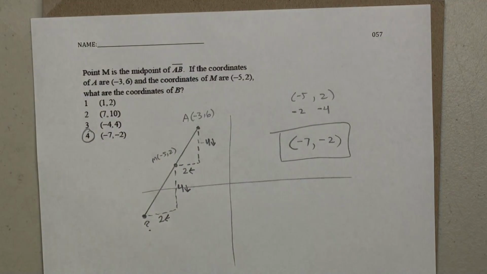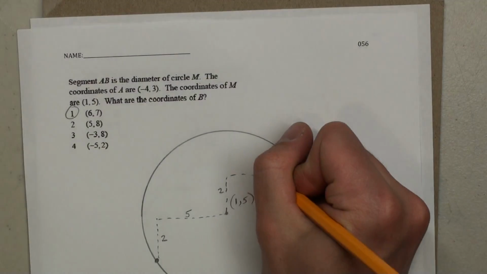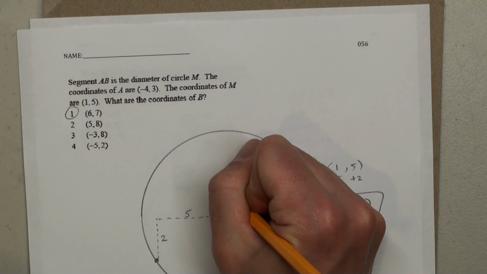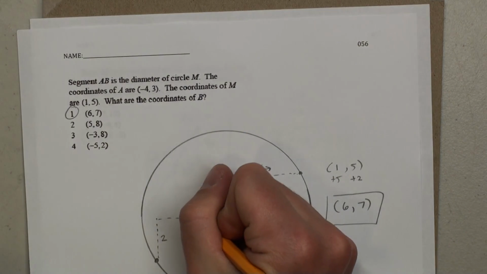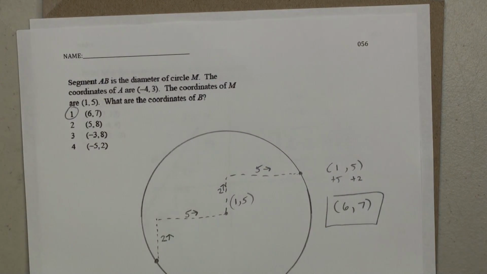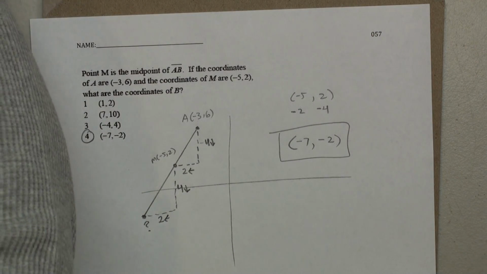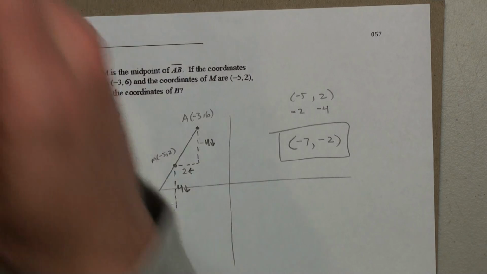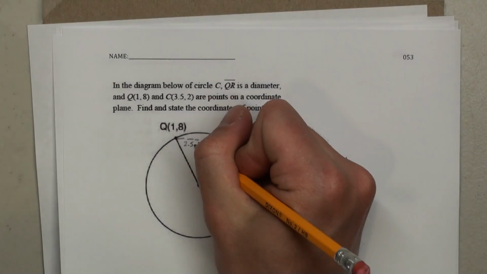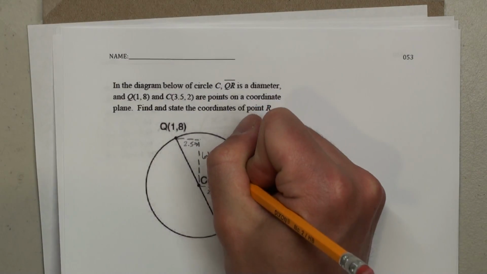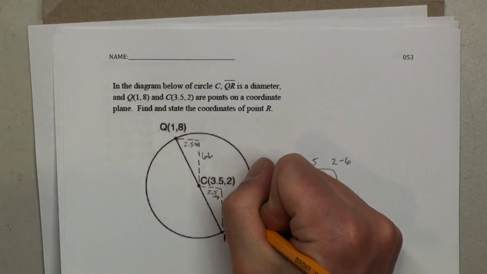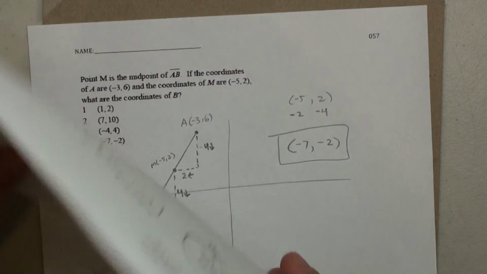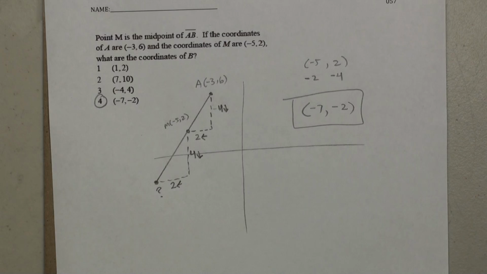Choice 4. So if we want to go back here and say 5 to the right, 2 up, we can do that, right? And if we want to go back to this one, 2.5 to the right, 6 down, we can do that. Okay?